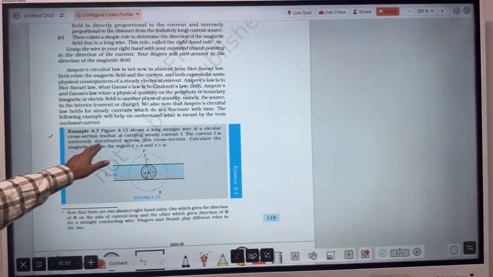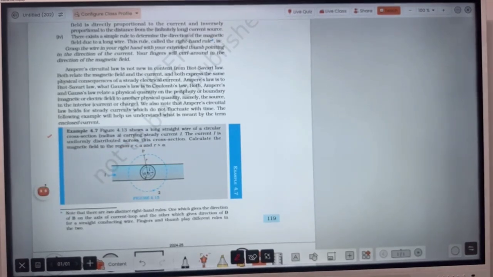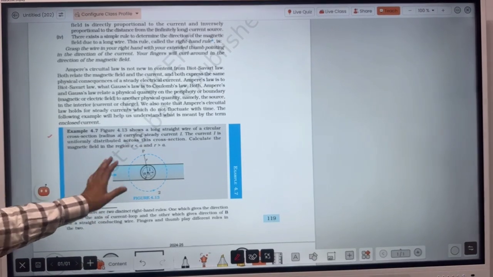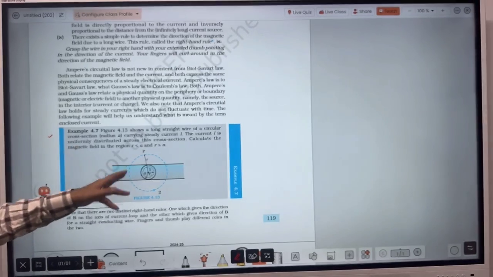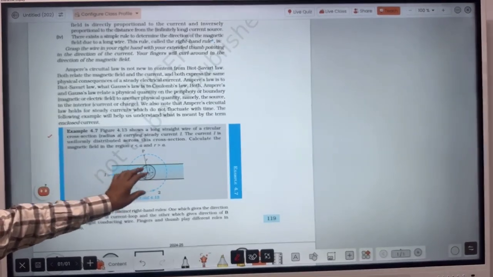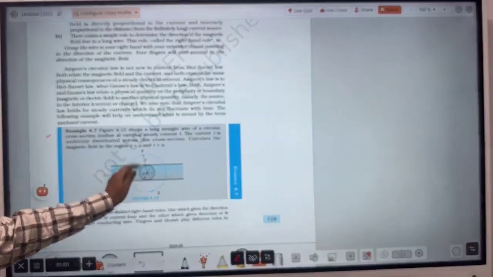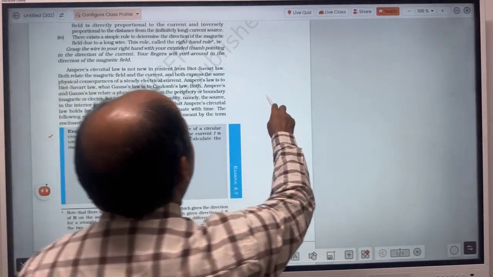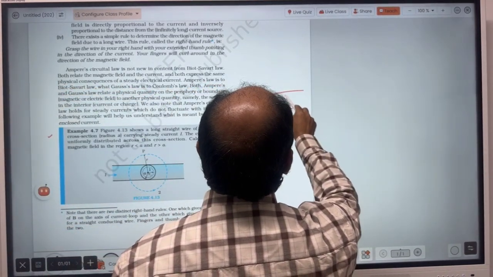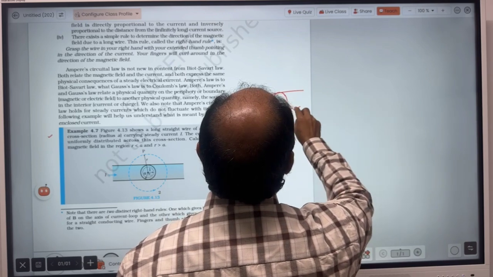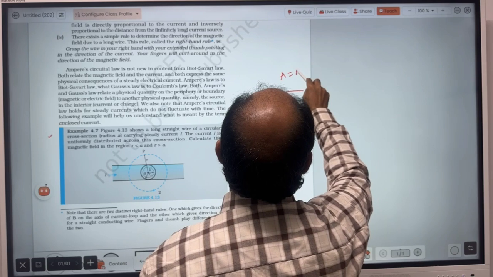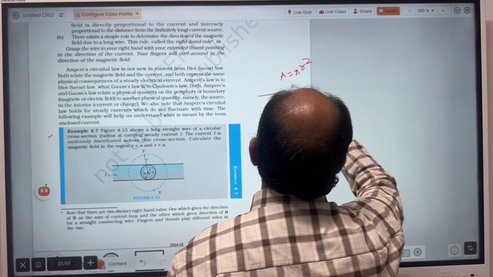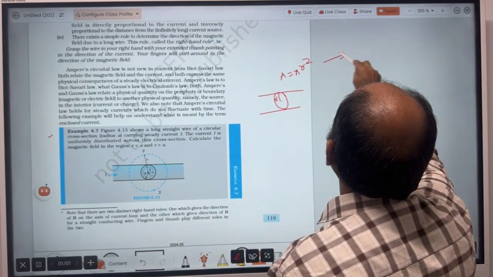The current I is uniformly distributed across this cross section. Generally, current lies on the surface. Here the strange point that has been inserted is that current is uniformly distributed throughout its volume. So if this is a wire and the radius of its cross section is, say, R, the area of cross section will be pi r square. So pi r square cross section will carry current I.